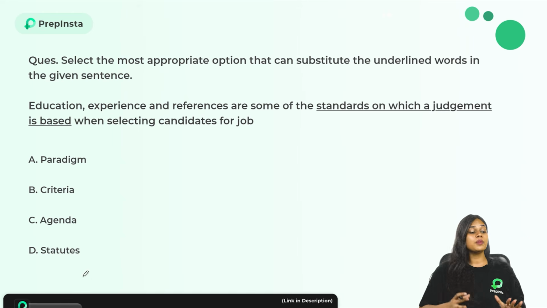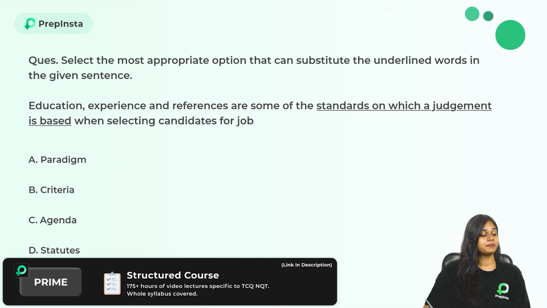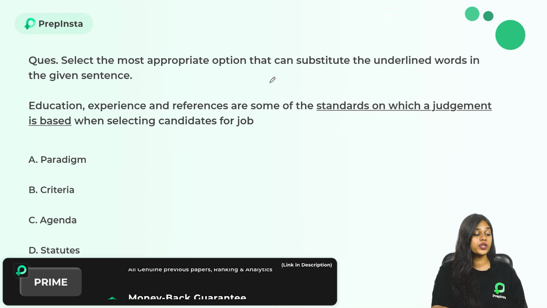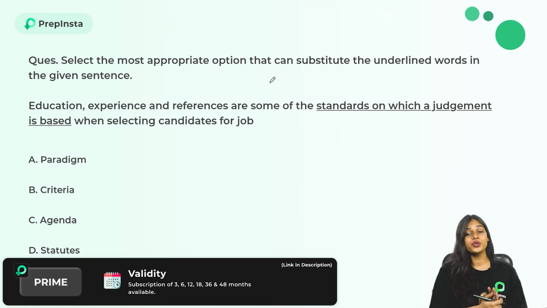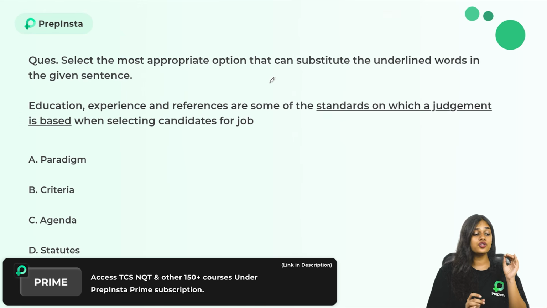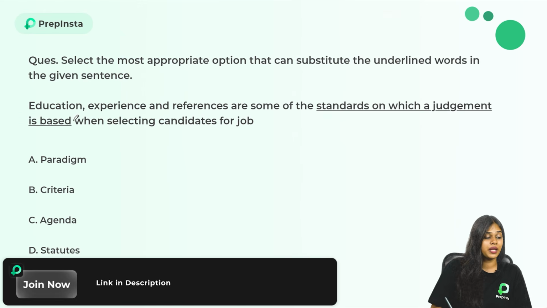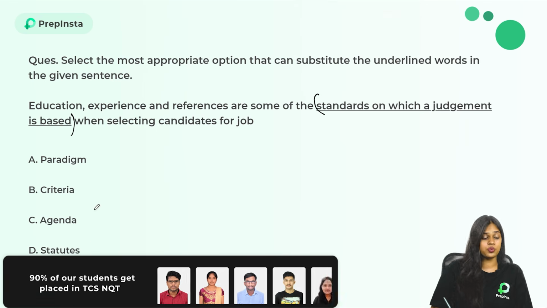Select the most appropriate option that can substitute the underlined words in the given sentence. Education, experience and references are some of the standards on which a judgment is based when selecting candidates for a job. So what do you have to do? You have to understand the highlighted phrase and choose one term for the entire phrase. Standards on which a judgment is based is the phrase given here, and we have to look for one word for it. Paradigm, criteria, agenda, statutes.